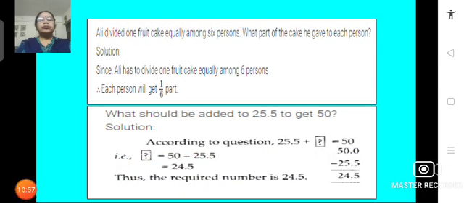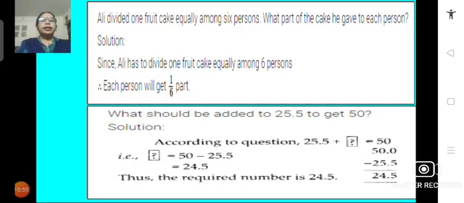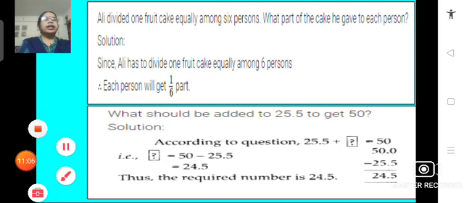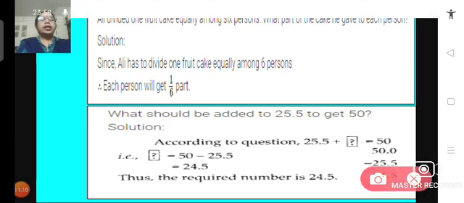Next question. Ali divided one fruit cake equally among 6 persons. What part of the cake he gave to each person? So he divided one cake into 6 equal parts. So Ali gave each person 1/6 part of the cake.